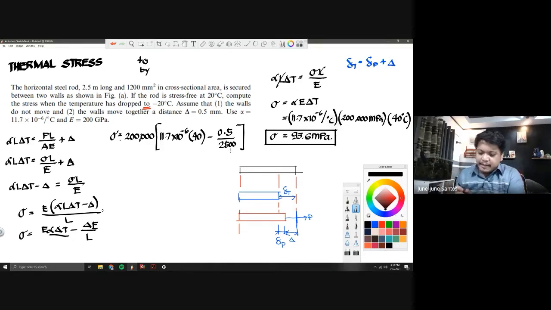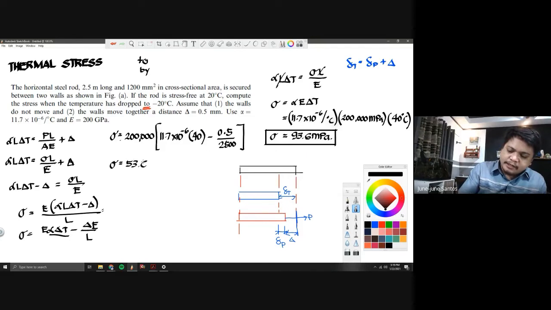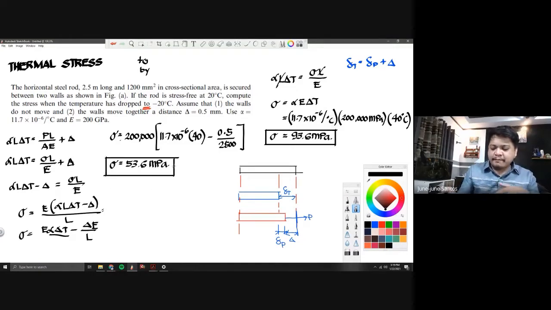Yung 2,500. So we can have it as stress equal to 200 times 10 to the 3, 11.7 times 10 to the negative 6, times 40 minus 0.5, all over 2,500. Okay. So you will be having here 53.6 megapascal. Okay. So as we can see, syempre, mas lumiit yung stress.